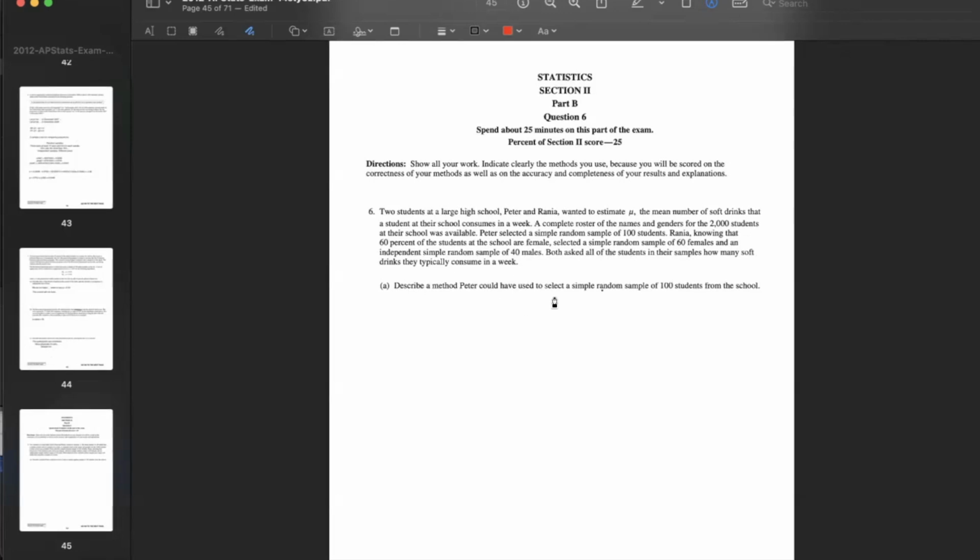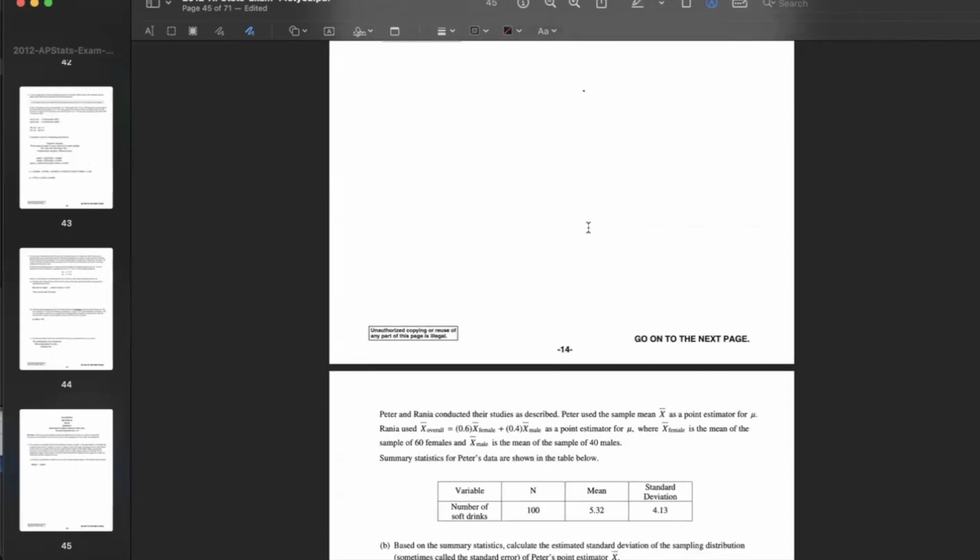A, describe what method Peter could have used to select a simple random sample of 100 students. So you should just think of any random process. The simplest one is probably a random number generator to generate 100 distinct numbers from the range 1 to 2000. And then you could enumerate the students in the school by the roster by, say, alphabetical order, and then pick the 100 students whose numbers are chosen.